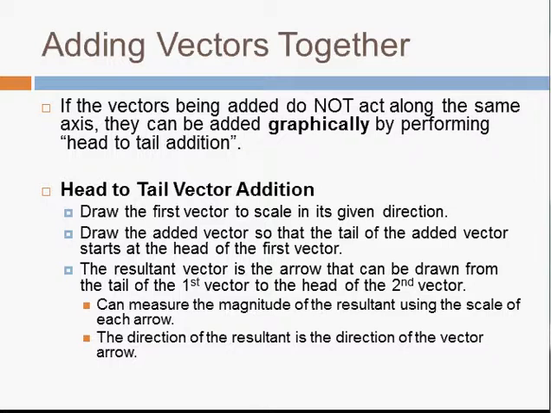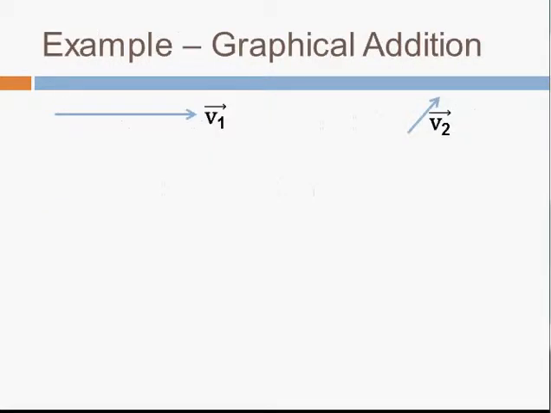So let's take a look at this in action just so you can get a better idea of what's going on here. So let's say we're adding these two vectors. We want to do v1 plus v2. So what I'm going to do is I'm going to draw v1, and then at the head of v1, at the arrow part, I'm going to put the tail of v2, as you can see there.